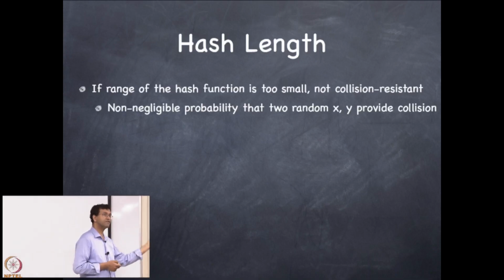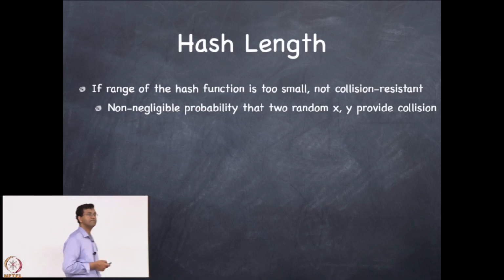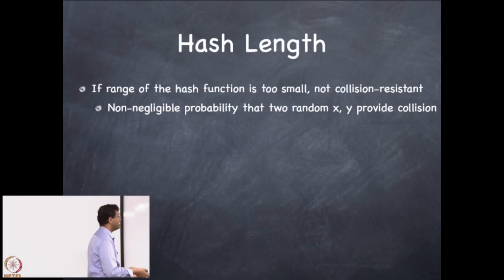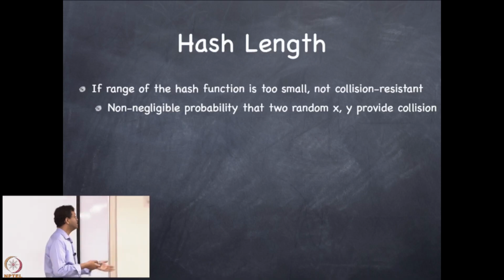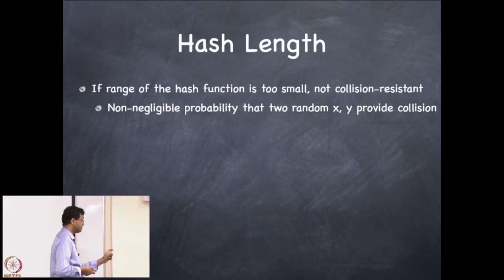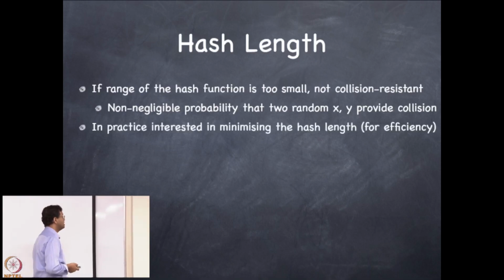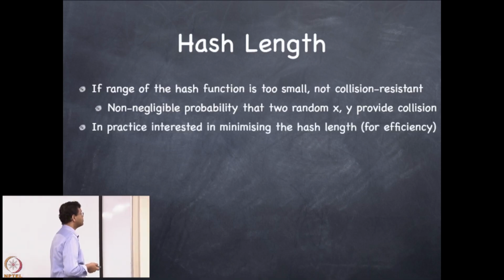This would be the attack. Forget which flavor of collision resistance we are asking for. Just pick x, y at random and output them. The event h of x equals h of y happens with non-negligible probability if h of x and h of y come from a small range. So we need large hash outputs.